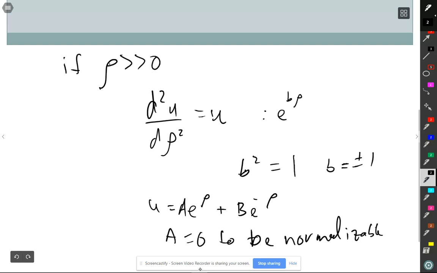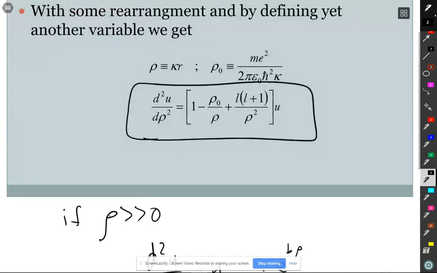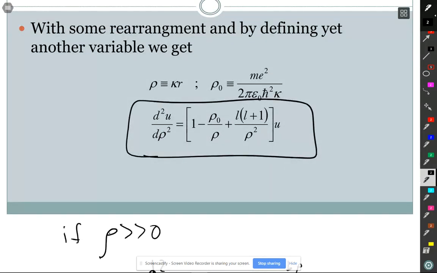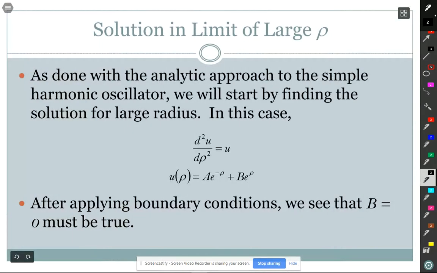And so we just have, and I'm just going to put e to the minus rho because I'm not worried about what the normalization constant is until I'm all done. So that's our u for large radius. Now we're going to come back. We've already done, I had them in opposite order. That's why b was equal to 0 here. It's still the same outcome.